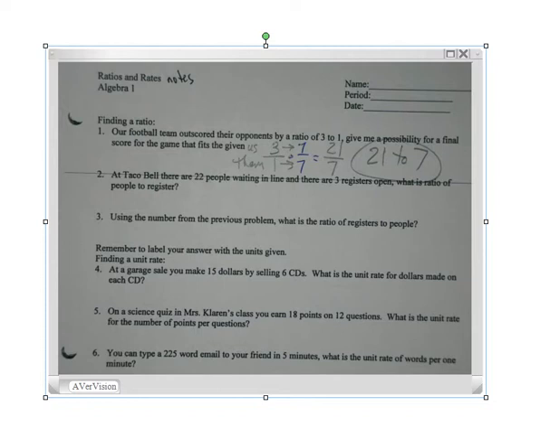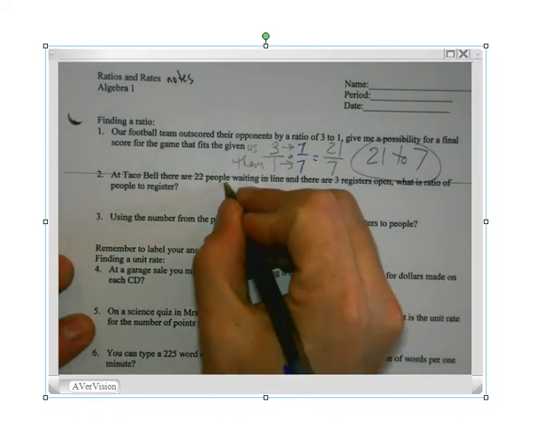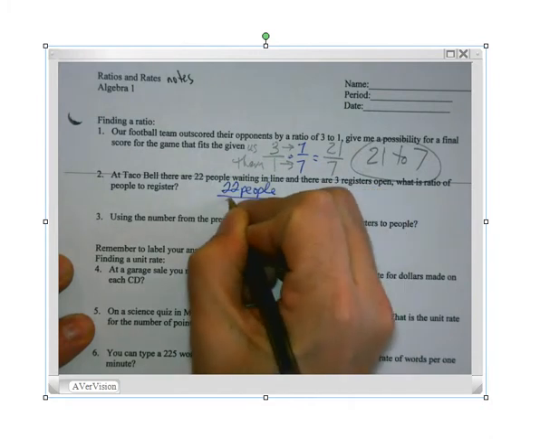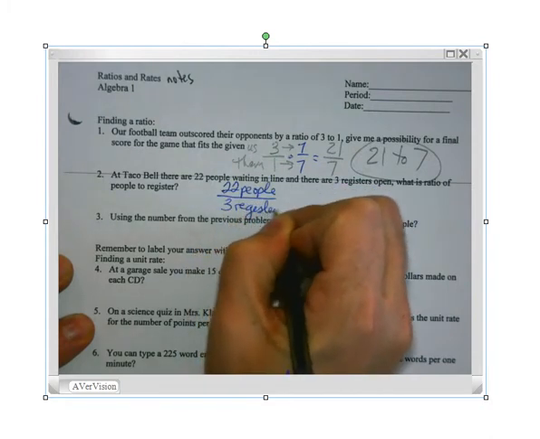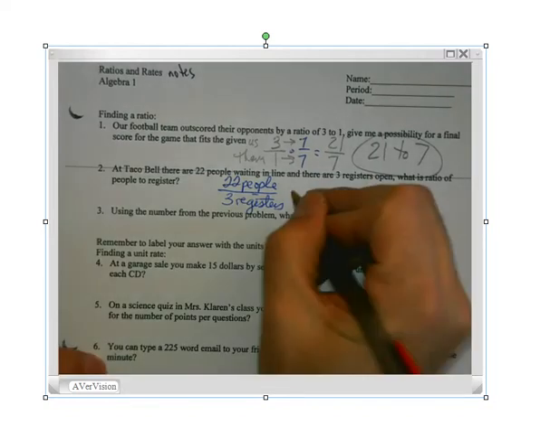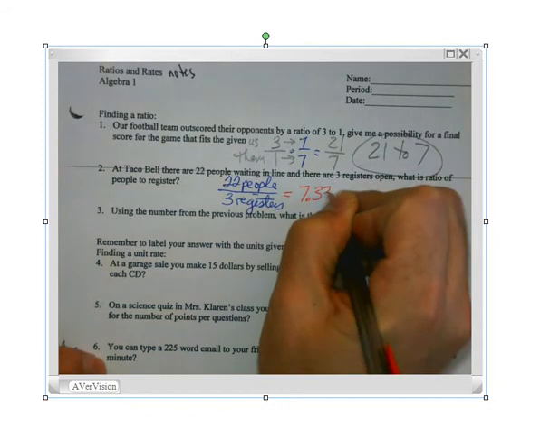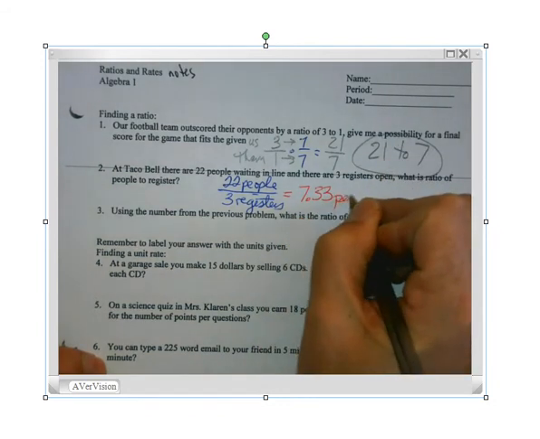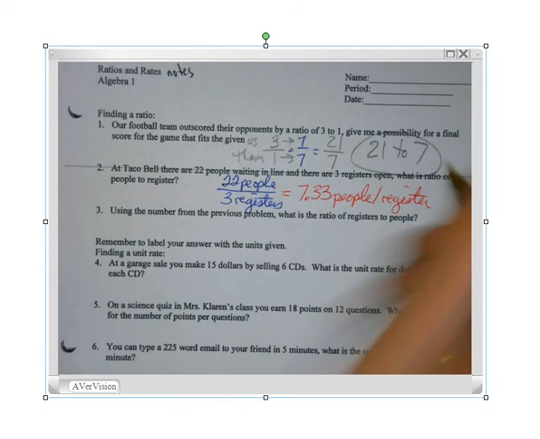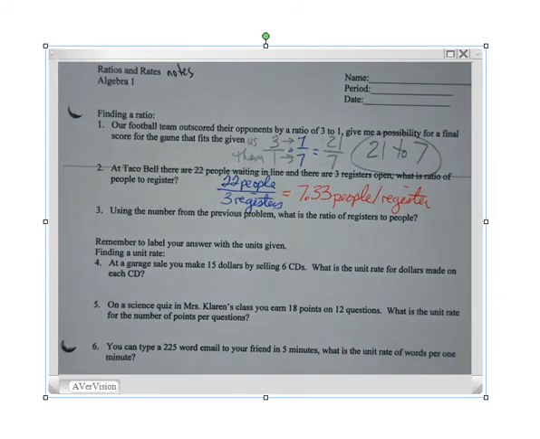Whenever you're doing a ratio, typically, not every time, if I have 22 people and there's 3 registers, divide 22 by 3 and tell me what you get. Okay, 7.3 repeating. So I'd have 7.3, approximately, people per register.